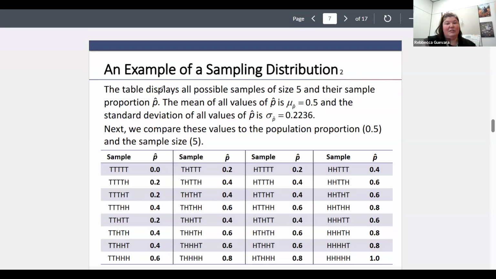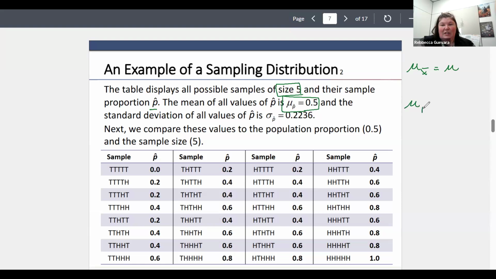Okay, so the table displays all samples of size 5 and their sample proportion p hat. The mean of all values of p hat, once again, should be just like when we were talking about the mean. So we said that the mean of all my sample means is going to be mu.